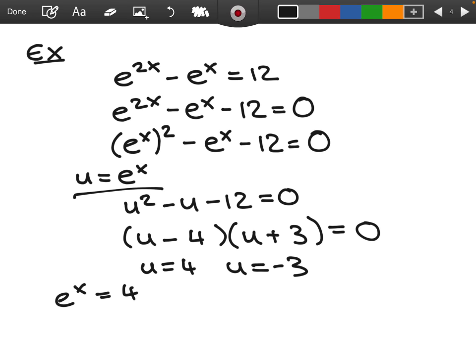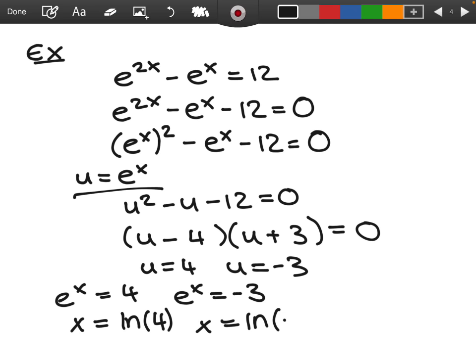So that tells me that either e to the x is equal to 4 or e to the x is equal to negative 3. Okay, so that tells me that x is equal to the natural log of 4, by using the inverse of e to the x, which is the natural log, or x is equal to the natural log of negative 3. Okay, this one is totally fine.